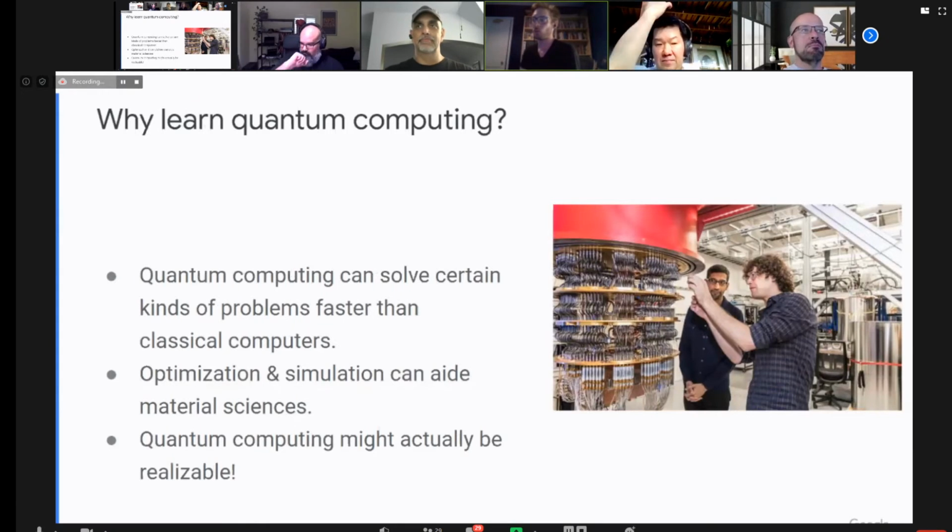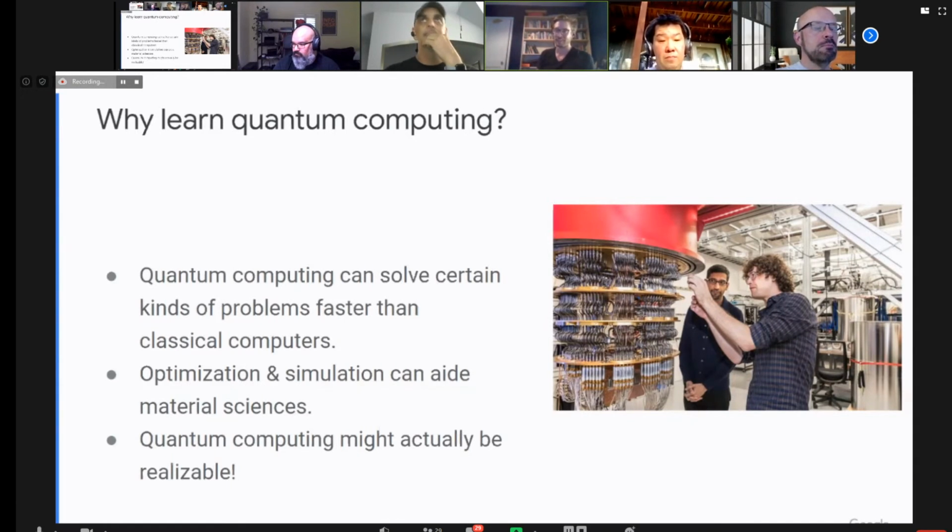Why are we here? Why is this interesting? Quantum computers can solve certain classes of problems tremendously faster than classical computers. The speed up is real, and we'll see a hint at that in here. And these speed ups largely can be categorized as simulation or optimization problems.